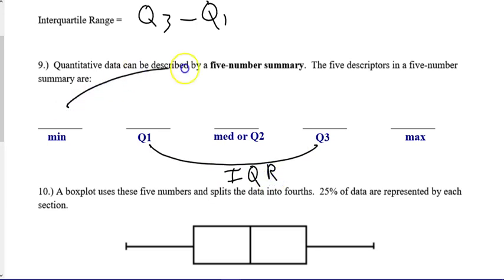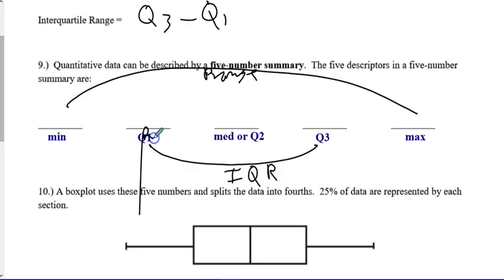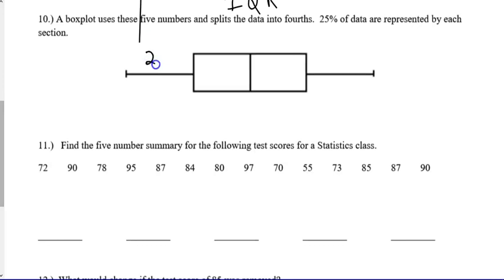And your range is right here, low to high. Low to high is your range. IQR is the Q1 to Q3 size. So, a box plot uses these 5 numbers and splits the data into fourths. 25% of the data are represented by each section. So there's 25% here, 25% here, 25% here, and 25% there.